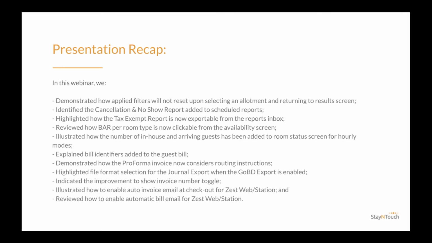Explained bill identifiers added to the guest bill. Demonstrated how the performant invoice now considers routing instructions. Highlighted final format selection for the journal export when the GOBD export is enabled. Indicated the improvement to the show invoice number toggle. Illustrated how to enable auto invoice email at checkout for Zest Web and Zest Station. And reviewed how to enable automatic bill email for Zest Web and Zest Station.